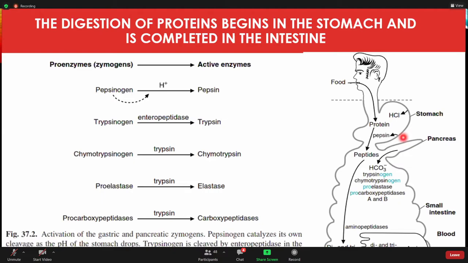And the HCl itself is activating the pepsinogen form. So basically, what we have is inactive forms of these enzymes. They need to be activated at the site of the function. So the pepsinogen is secreted as an inactive enzyme, which is called zymogen or proenzyme. This is the inactive form of the enzyme, and it will be activated by the acidic condition in the stomach.